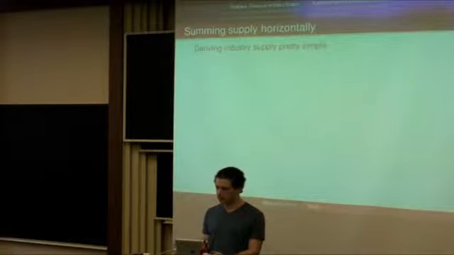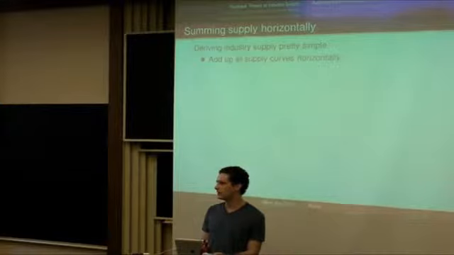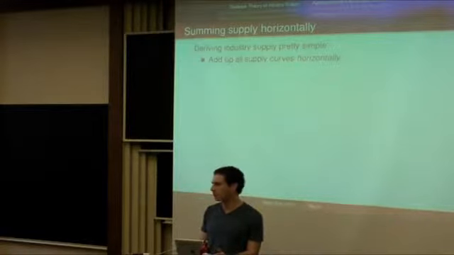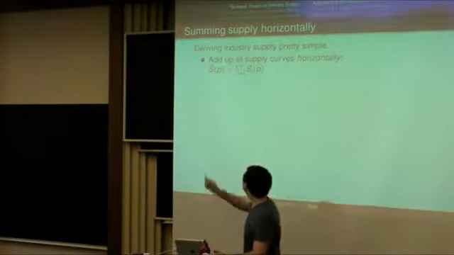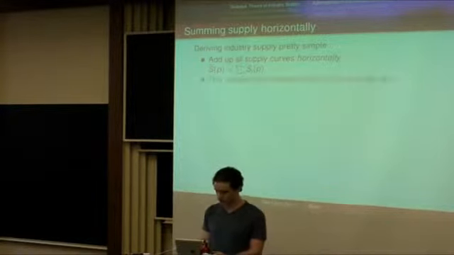So, to derive an industry supply from an individual firm supply is pretty simple. Basically, all you do is you add up all of the supply curves horizontally. And in some sense, this is what you could have done on your problem set. That was one option. You could have taken all the marginal cost curves and added them up horizontally to get the total cost curve. That's one way to do cost minimization when they have different technologies. And the industry supply, S bar of P, is just the sum of the individual firm supplies.